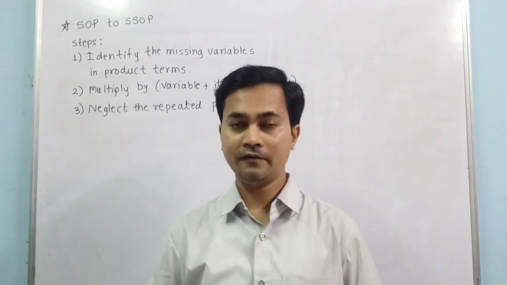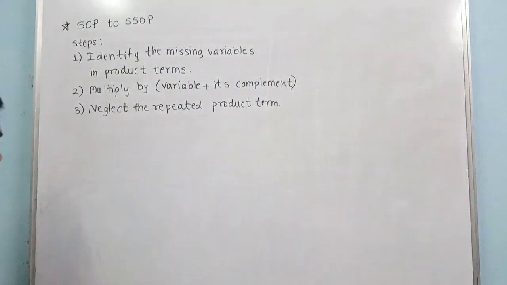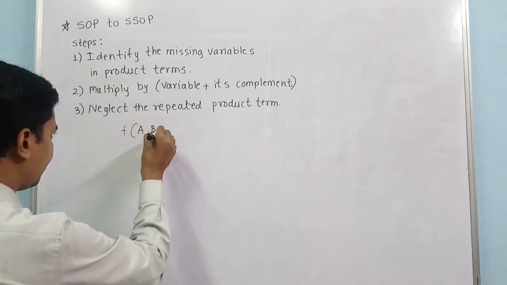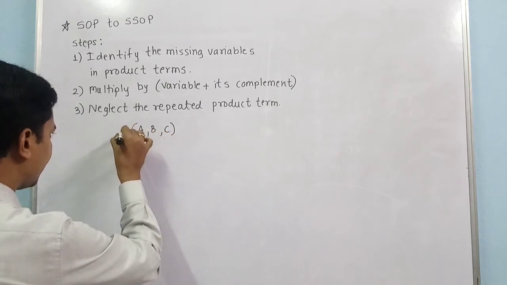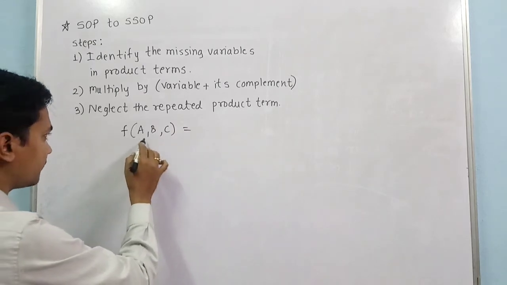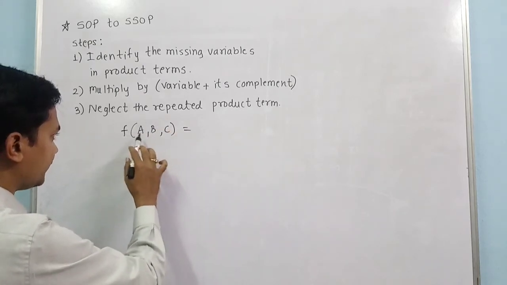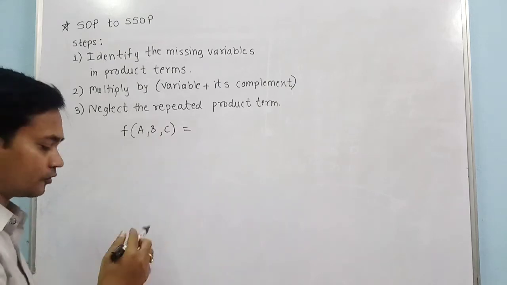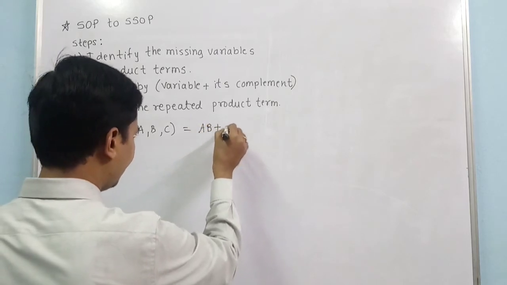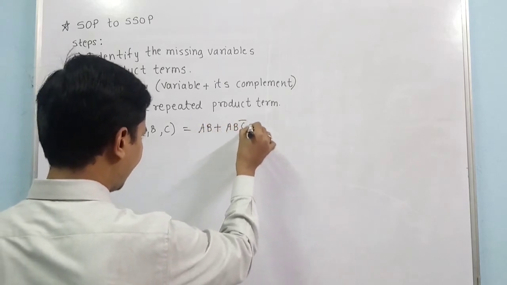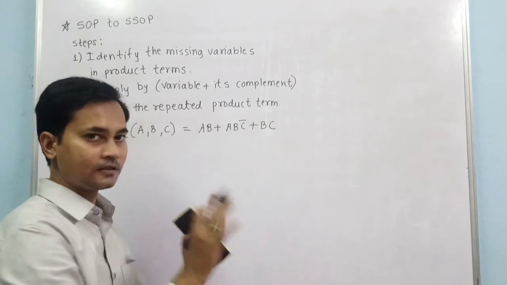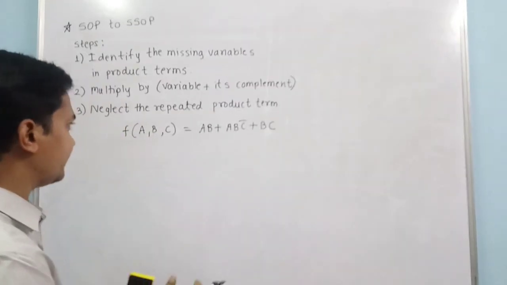Let us see this with the help of one example. Consider f of a, b, c. Here small f means this is a function having three variables, three different inputs, and suppose the expression is given as ab plus abc bar plus bc. I have taken this expression just as an example so that you can easily understand.